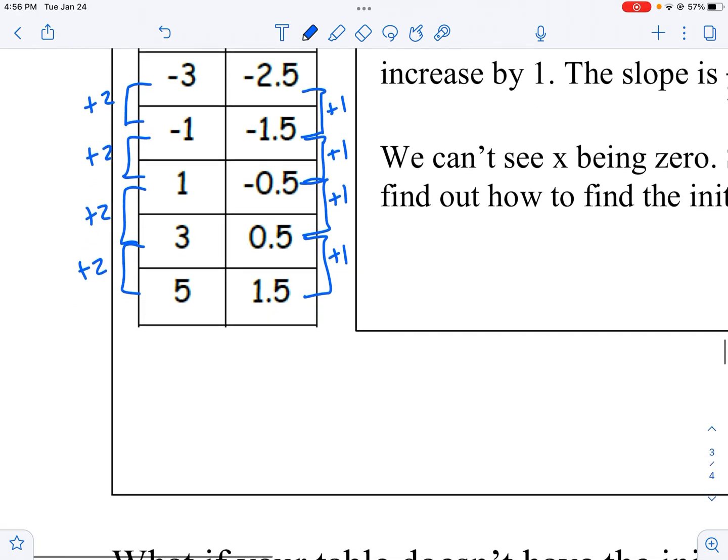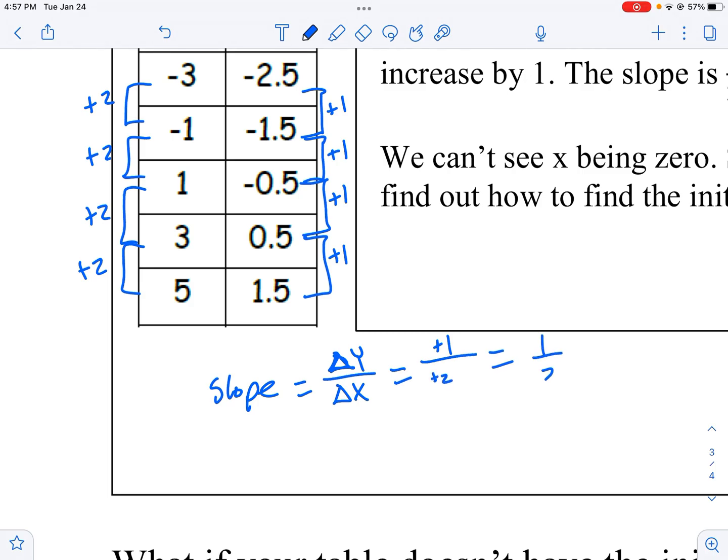If I were to get my slope on this one, again, it's the change in y over the change in x. It's a bad triangle up here. The y's are going up by 1, and the x's are going up by 2. And so my slope here is going to be 1/2.